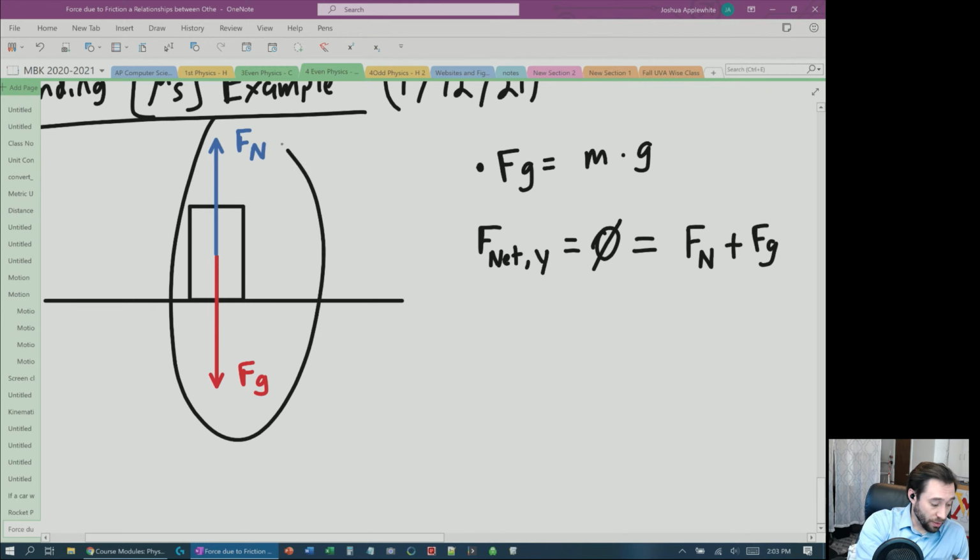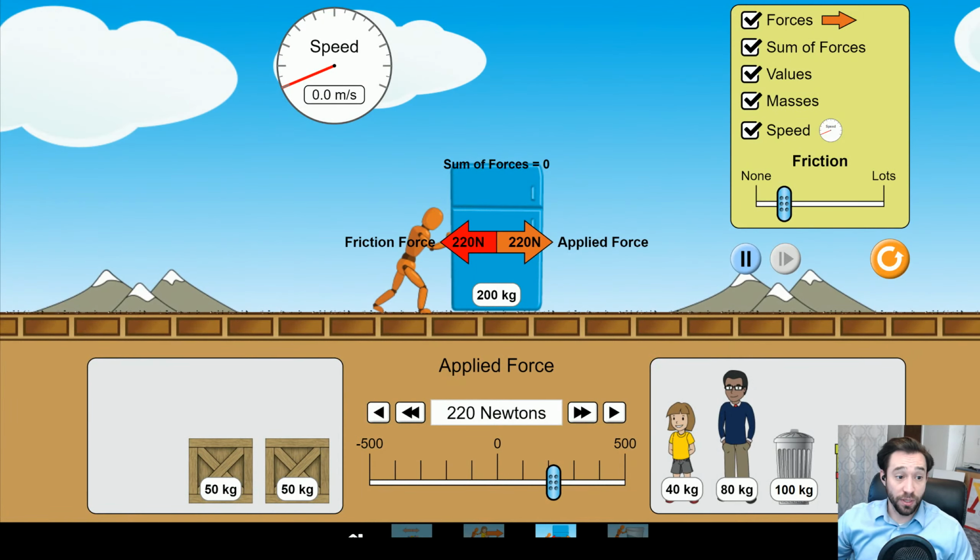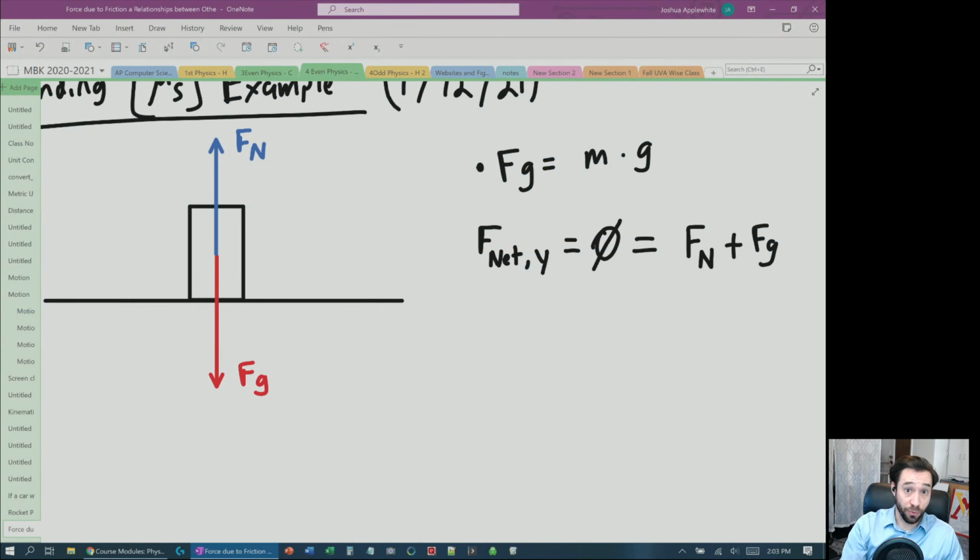I know that these are equal in magnitude but opposite in directions, and that's how I got this. Now, in the x-axis, this one's a little bit easier because we actually can see the arrows. So there are two forces acting in the x-axis. We have the force applied, or the pushing force, and we have the frictional force.